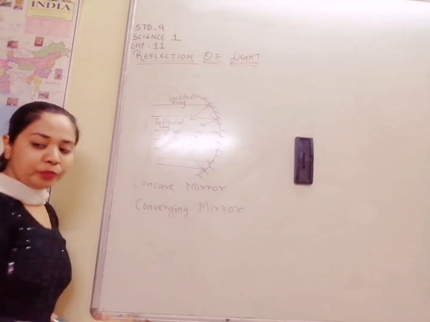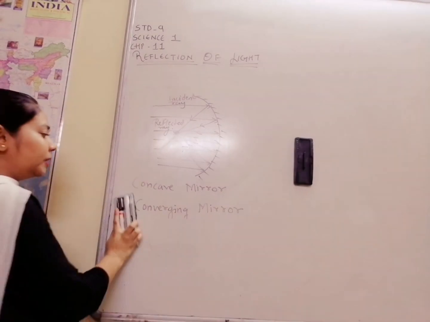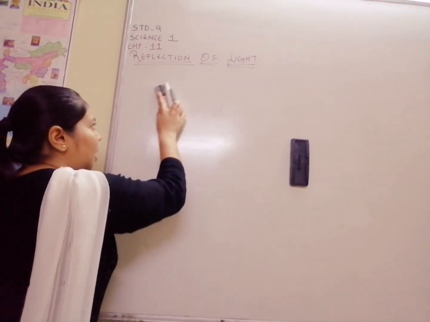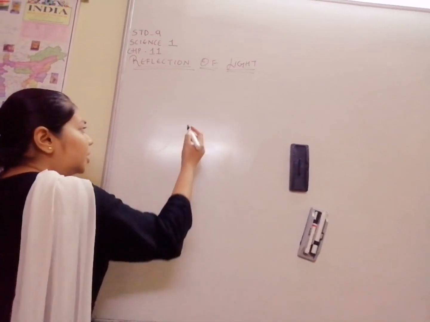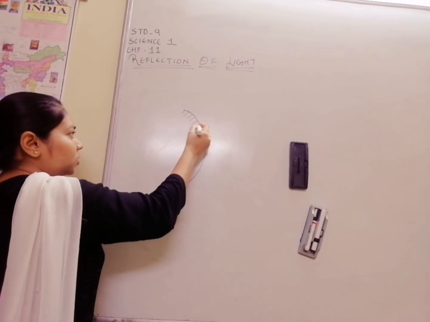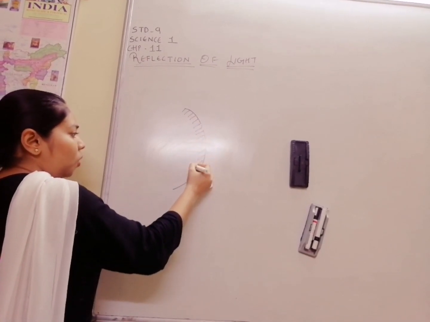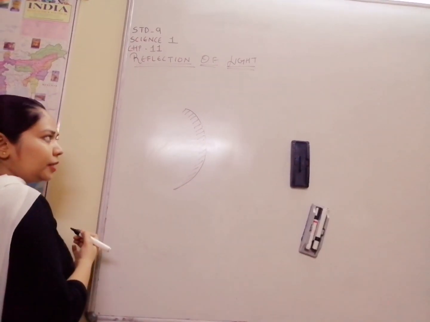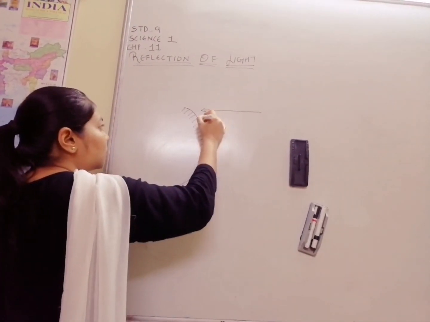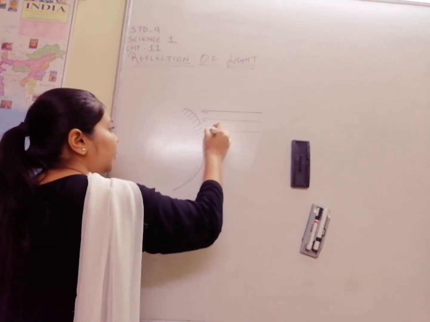And that's why this is known as a converging mirror. What will be a convex mirror then? Convex mirror will be nothing but diverging mirror. See, this is my convex. The outer part will be the reflecting part. So, incident rays coming like this.